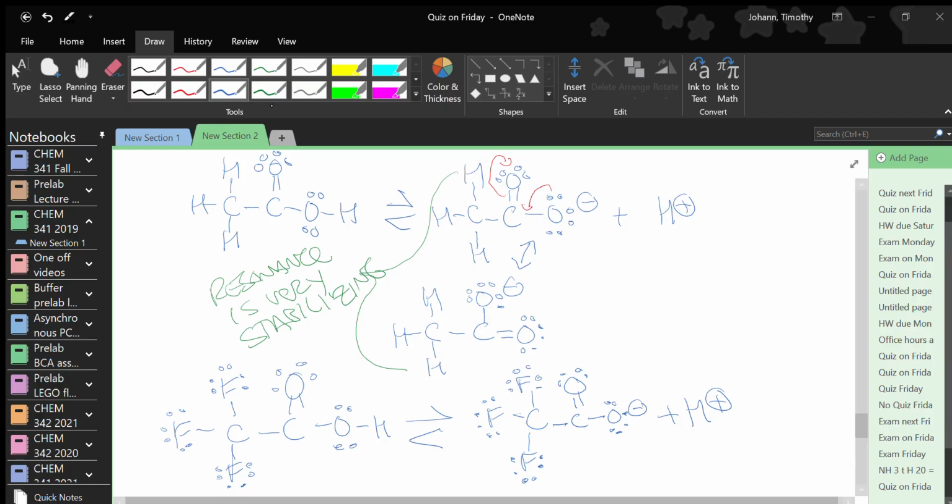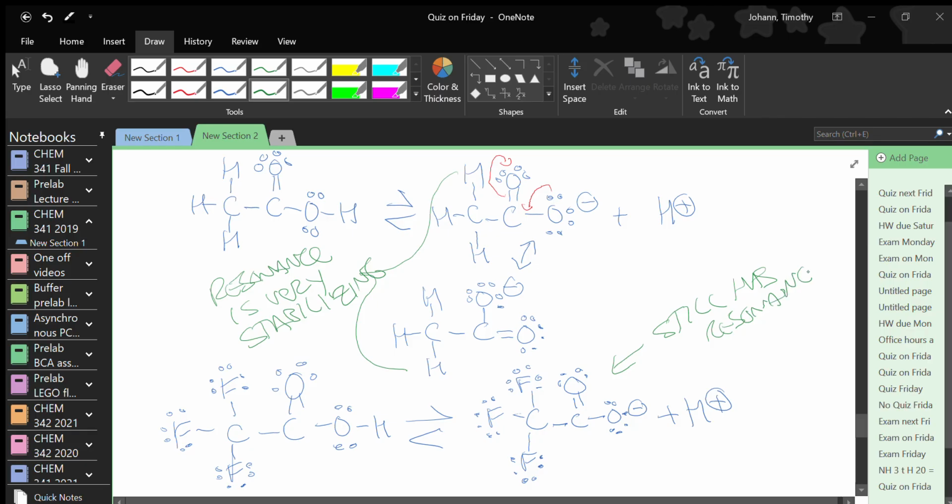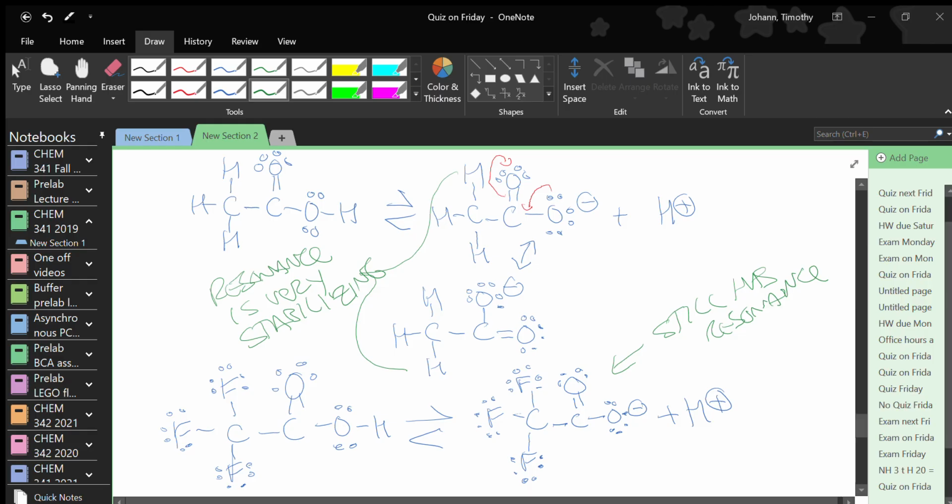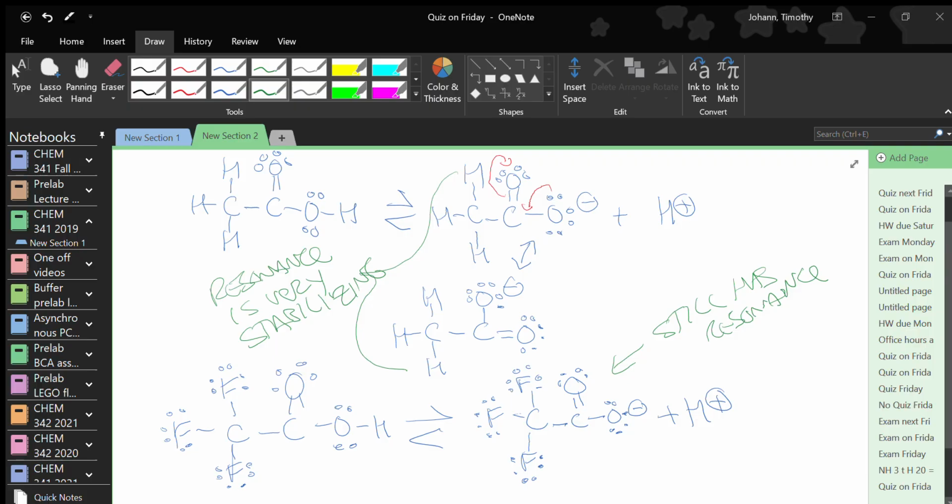I'm not going to draw it, but it still has resonance. I'm going to leave it out for time, but you see we can do the same resonance thing we did before. But on top of the resonance, what do you know about fluorine? It's super electronegative, okay? It is the most electronegative. Electronegativity increases as you go to the right and go up. It is the most electronegative element on the periodic table. So what that means is it really wants electrons, and it's pulling the electrons from the side.